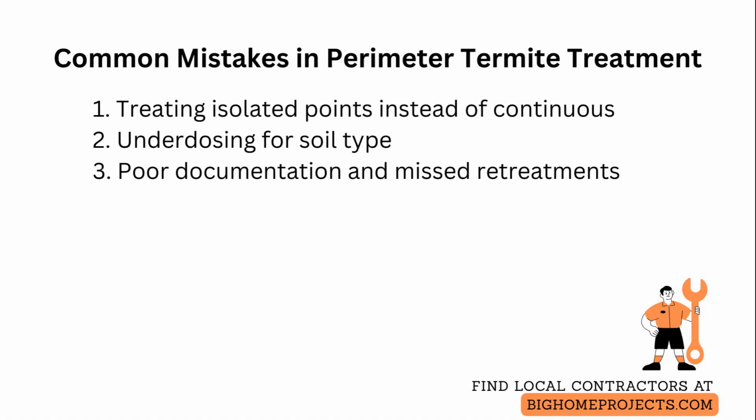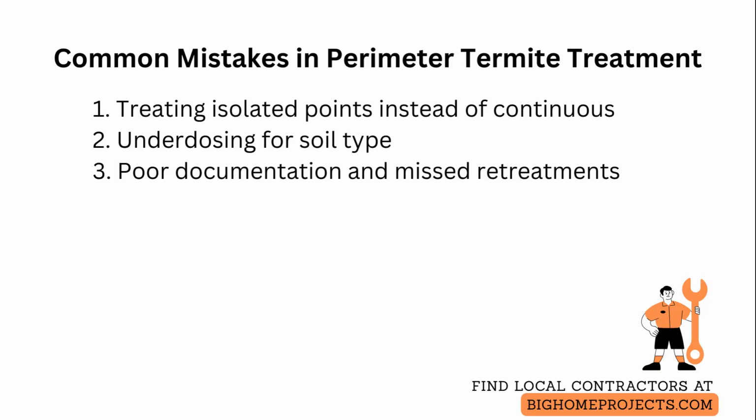Common mistakes include treating only isolated points such as weep holes or slab penetrations rather than forming a continuous treated zone. Correct that by planning trenching or rodding paths that connect around the entire perimeter so there are no untreated gaps. Another frequent error is underdosing by using insufficient water or product concentration for the soil type, which reduces residual distribution. Prevent that by following label mixing tables, increasing carrier volume for sandy soils, or using more thorough rodding patterns in heavy soils to achieve the labeled coverage.